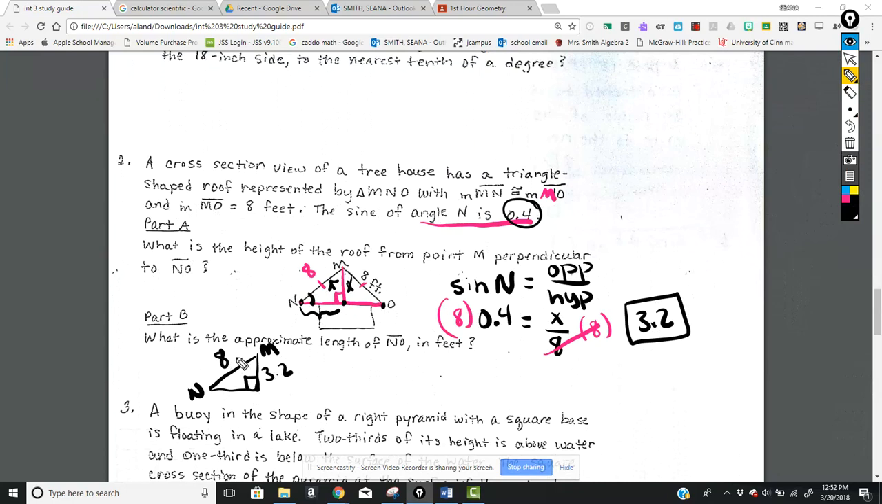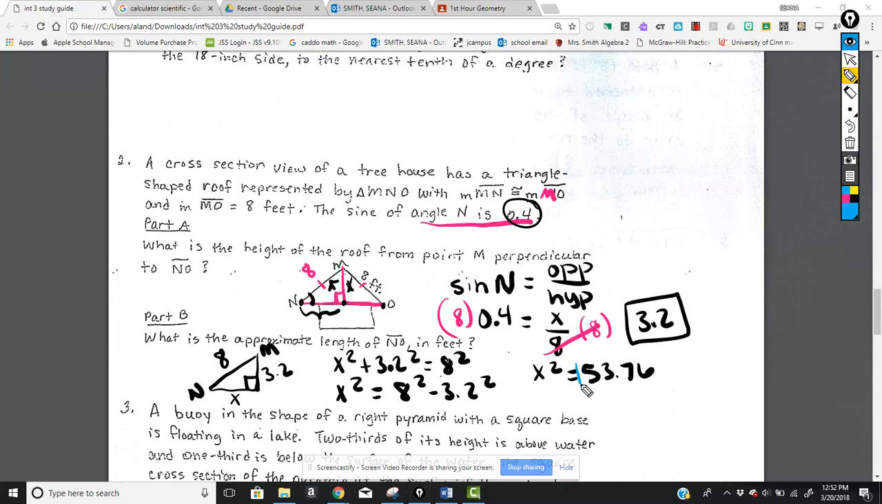Now, when you're dealing with this, you know two sides, you're looking for the third side, X, just use Pythagorean theorem. Remember, that's a squared plus b squared equals c squared. So I'm going to do x squared plus 3.2 squared equals 8 squared. We've talked about different ways you can do this, but you basically subtract off the 3.2 squared. You should get x squared equals 53.76, I believe. You're not done, though. You have to take the square root of that. So x equals 7.3. Go mark your answer.